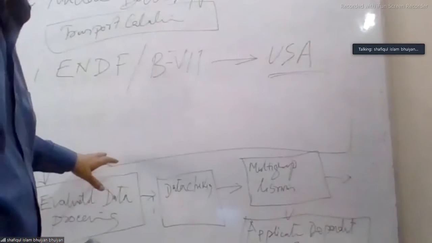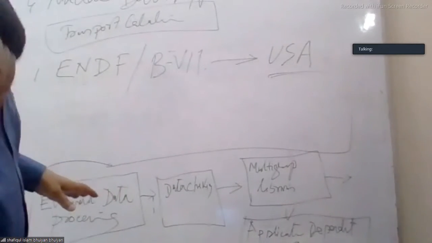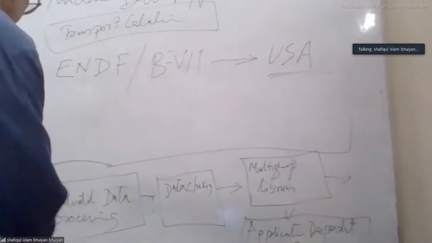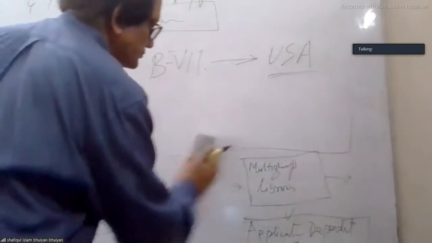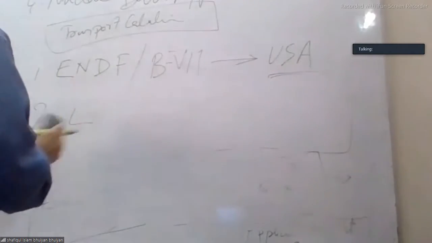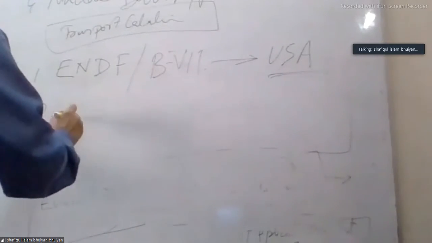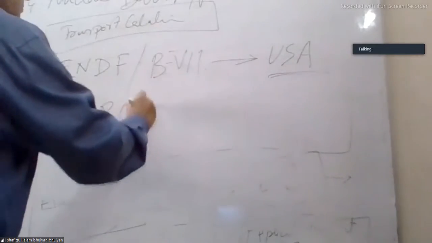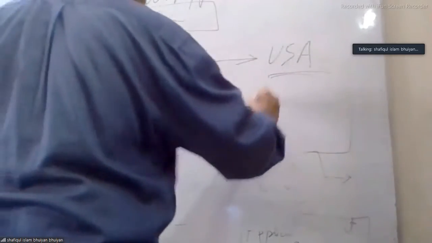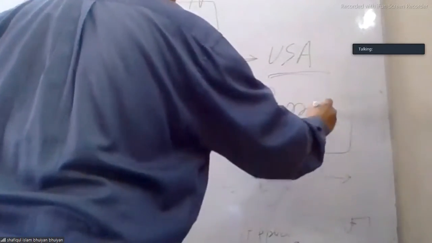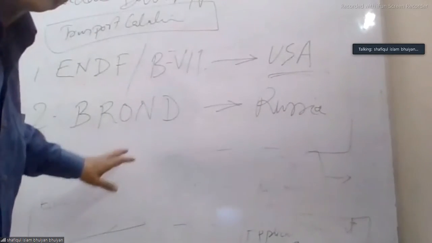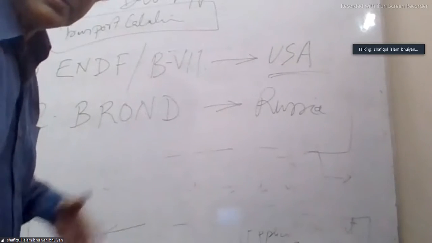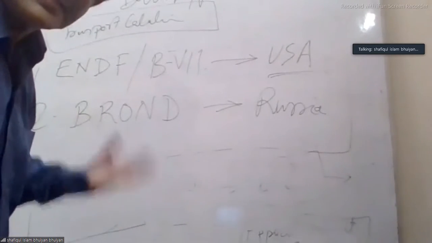Actually, we also use ENDF/B-7 in our library in Savar. We have the ENDF/B-7 library. And then we have the Russian library, which is called BROND. BROND is Russia. These are the basic nuclear data, as I tell you, that if you ask them, they will send you this basic nuclear data in BCD format.